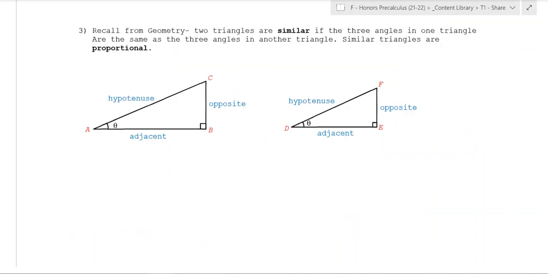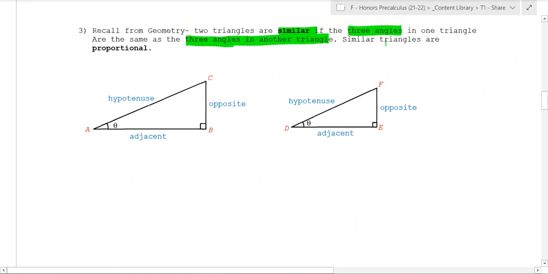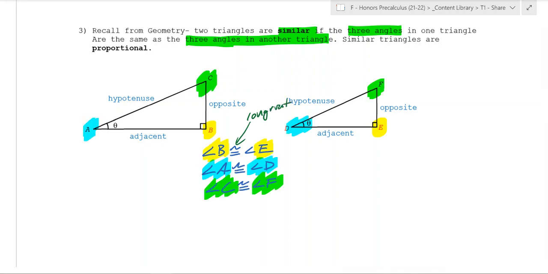So now we get to talk about similar triangles. And you might recall from geometry, two triangles are called similar if the three angles in one triangle are the same as the three angles in the other triangle. Similar triangles are proportional. Okay, so what does this mean? It means in this case, one thing, that angle B here is congruent to angle E, and that's what this symbol means. It means congruent, the same. And then also, angle A is congruent to angle D, and angle C is congruent to angle F.